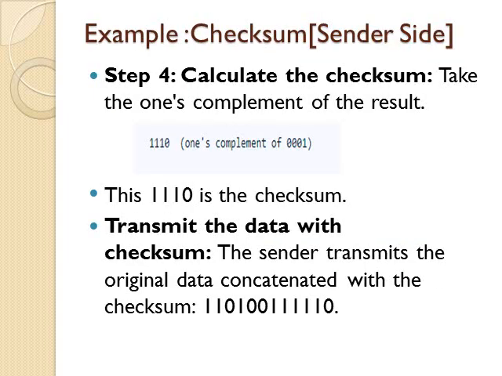Then the fourth step is to calculate the checksum. Here we take the 1's complement of the result. So we have 0001, and the complement of 0001 is 1110. This is the checksum. 1110 is the checksum. Hence, along with the 8 bits of data being transmitted, this checksum is also added. The first 8 bits are the data, and along with that we add this checksum 1110.